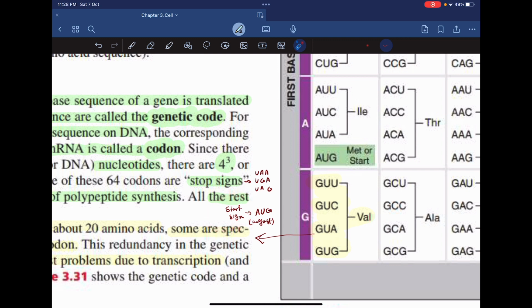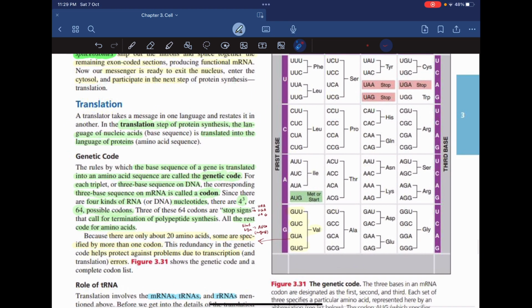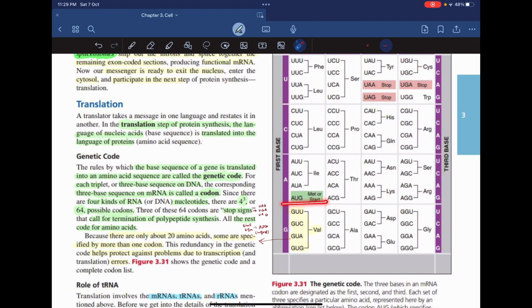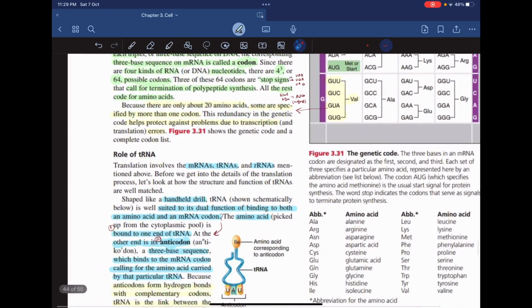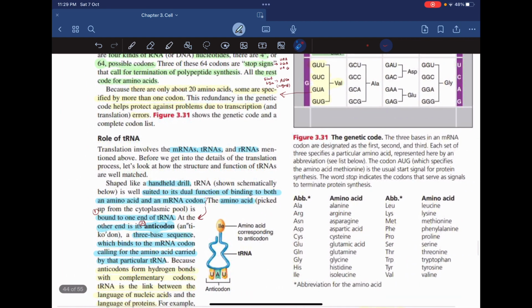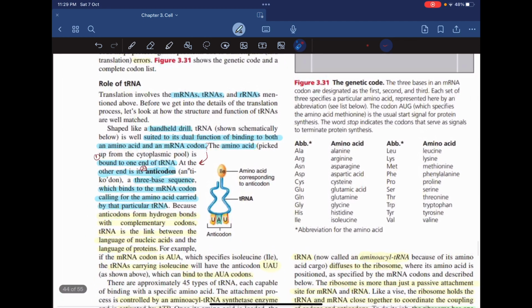And how did I memorize it? As August. So August is the start sign, which is AUG. Okay? These are the only ones that you should know, and I don't think that you should know this, but AUG, the start sign, codes for an amino acid called methionine. You will take it next semester in biochemistry, so don't worry about it now.